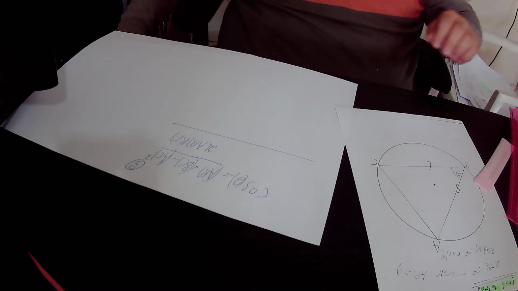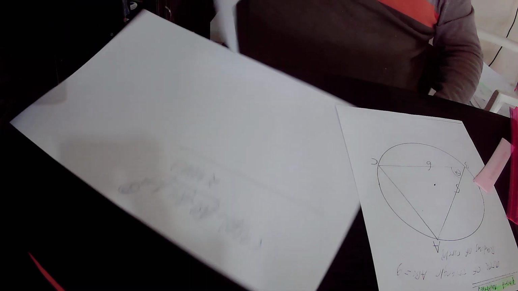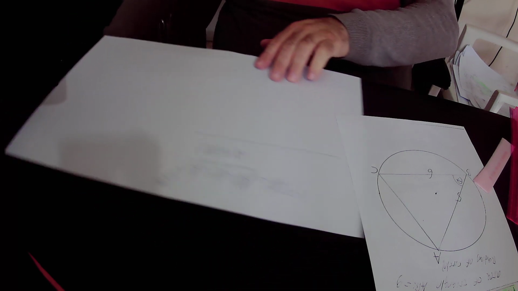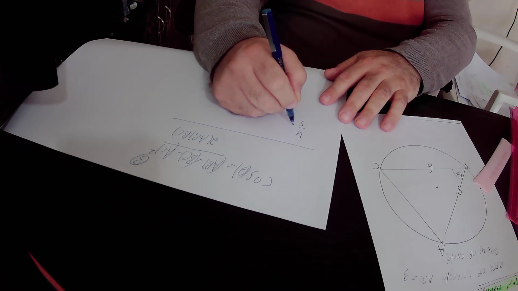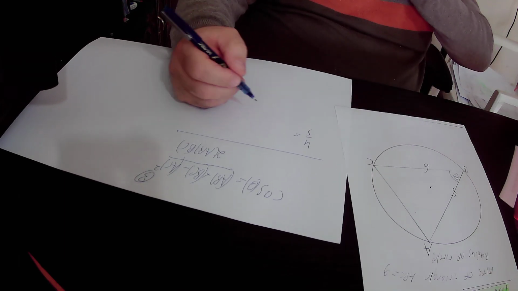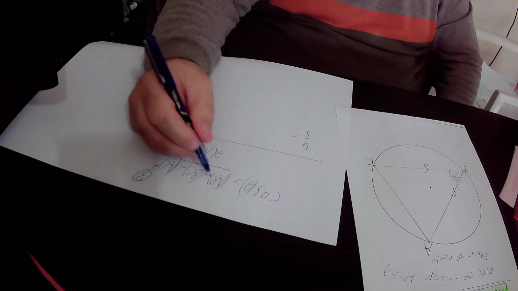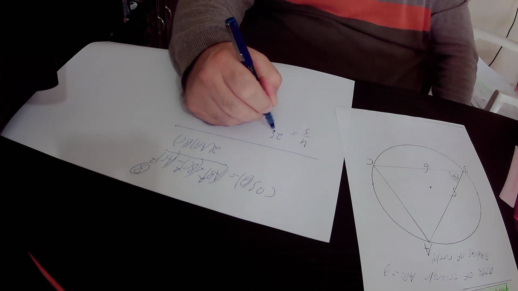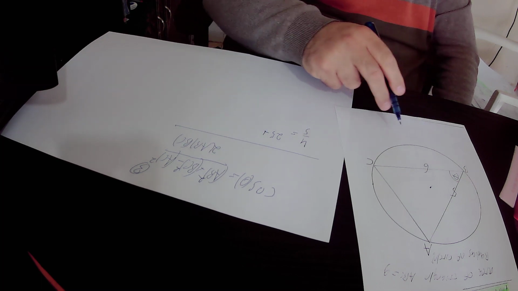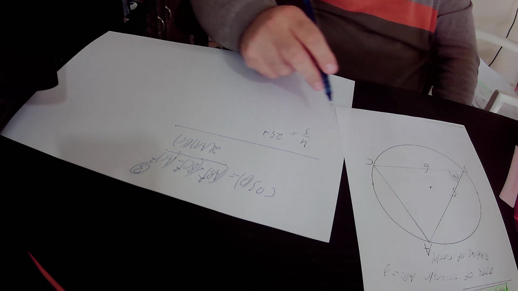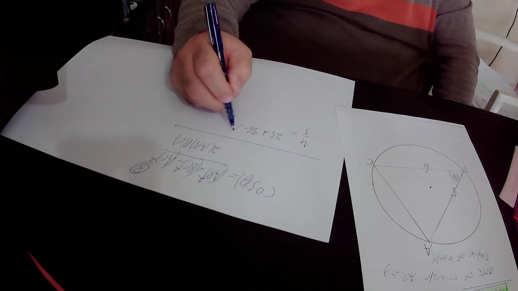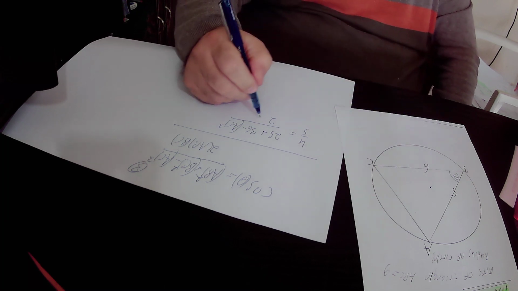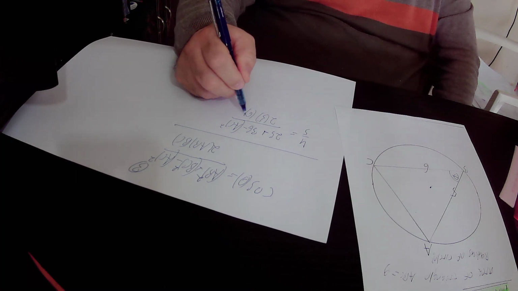So we already found out that cosine theta equals 4/5. So we substitute cosine theta by 4/5. That is equal to AB squared. AB is 5, so AB squared is 5 squared, that is 25, plus BC squared. BC is 6, so BC squared is 6 squared, that is 36, minus AC squared over 2 times AB, which is 5, times BC, which is 6. Okay?